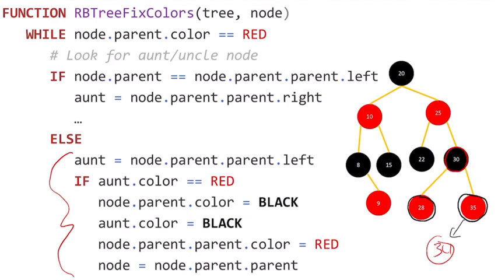And then we say node is equal to node.parent.parent. So we come back up here to the top of the while loop and act as if the 30 was the node that we had just inserted. So we say, is the node parent equal to red? And it is, which means we have to keep going through this loop.